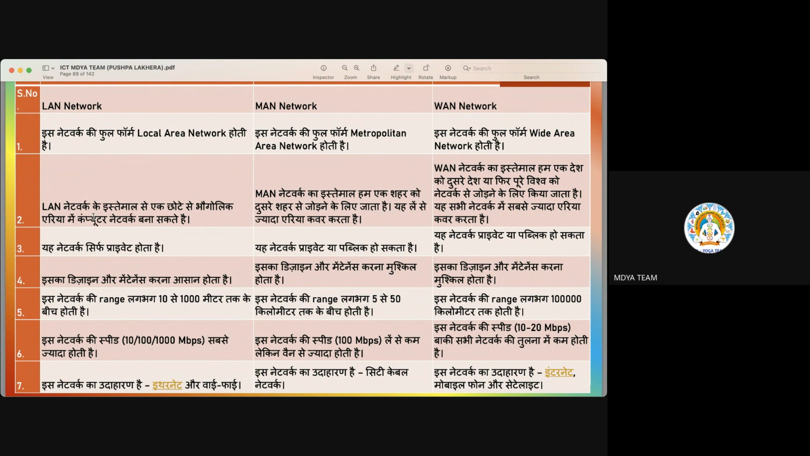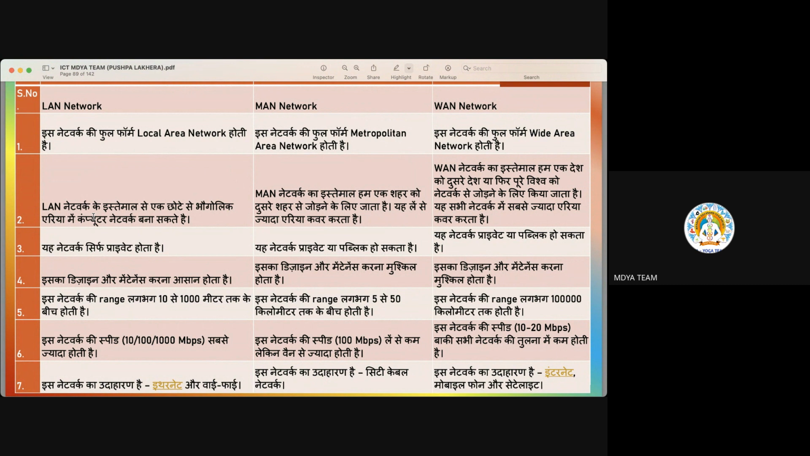But MAN is metropolitan, that network which is between two cities. So it covers a larger area as compared to LAN. But WAN, wide area network, connects states, you can say, or countries. So that way, wide area network covers the larger area in thousands of kilometers, lakhs of kilometers, tens or hundreds of kilometers.